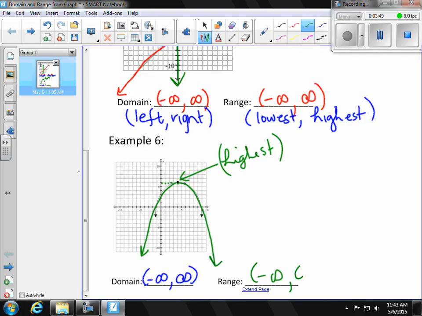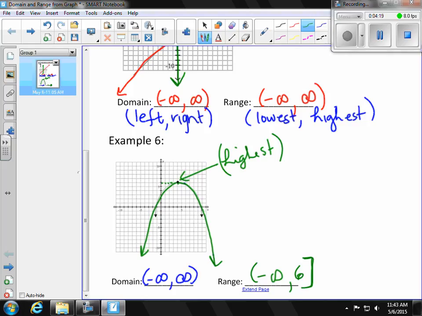So at 6 we have a point, and here we are going to use a square bracket to say that the number 6 is included in our range. We use parentheses when the numbers are not included, like when we're approaching something like infinity or negative infinity. But if we have an actual point that has a y value equal to a certain number, we're going to put that with a bracket. And that's how you find the domain and range if you're given a graph.